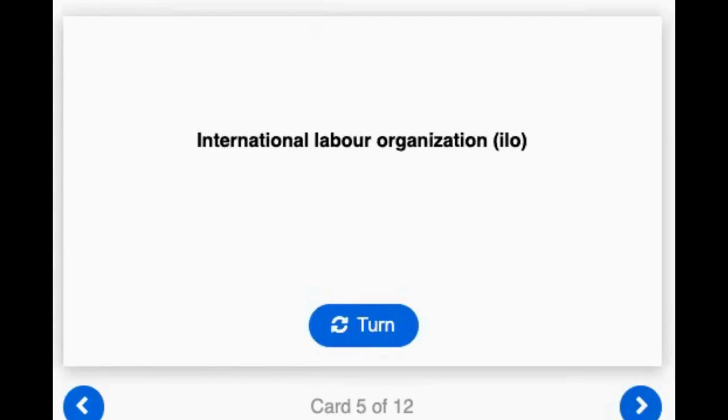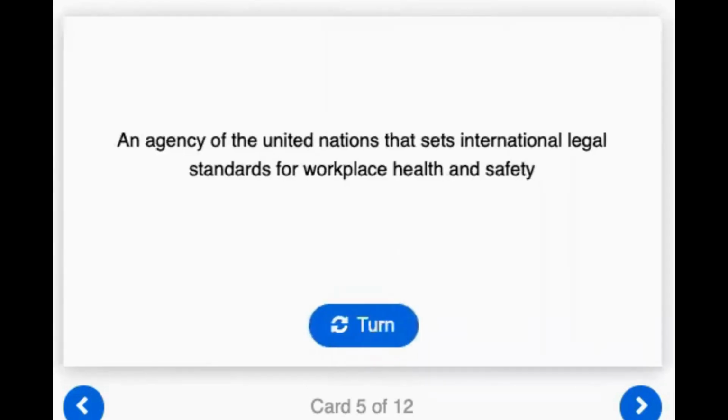Coming on to the next card, what is the International Labour Organization, ILO? I have briefly explained ILO to you. Just rethink all the briefing which I have given to you in the previous lecture, and it will come to your mind. Then I will turn the card. Okay. So here, an agency of the United Nations that sets international legal standards for workplace health and safety. Now I turn the next card.